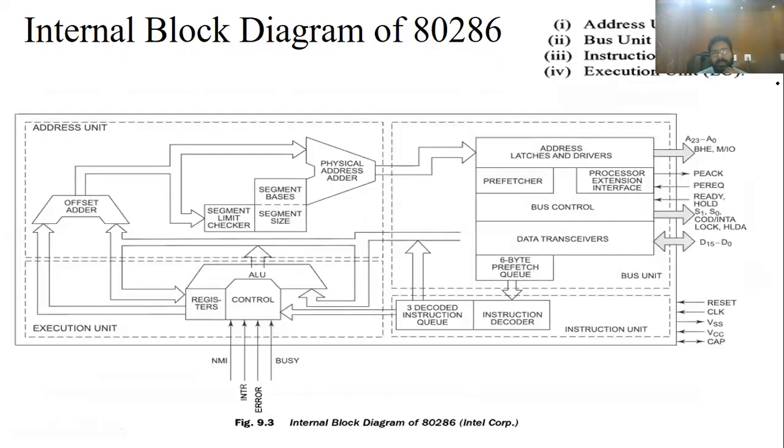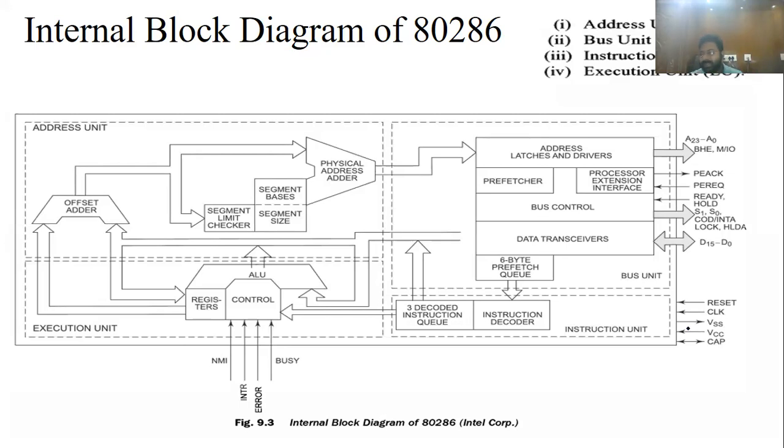Now see the basic structure of this one. This is the internal block diagram of the 80286, nothing but the architecture of the 80286 microprocessor. You just remember this one. You have to practice and remember this diagram, so that whenever they ask in the examination, you can just draw it.